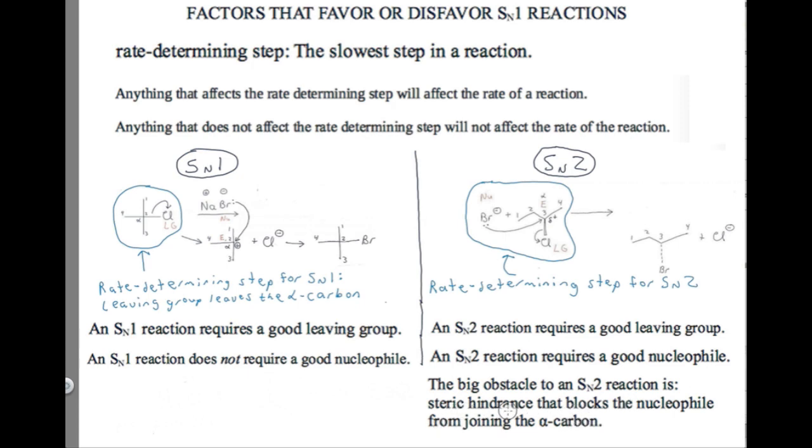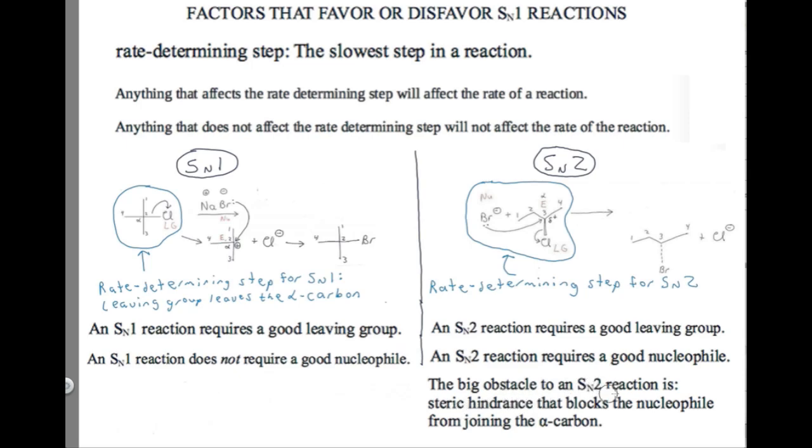What is steric hindrance? Do you know what steric hindrance is? Steric hindrance is a fancy term for things getting in the way of other things. When things get in each other's way, that's steric hindrance. So if something gets in the way and blocks the nucleophile from joining the alpha carbon, that's a big obstacle for an SN2 reaction.